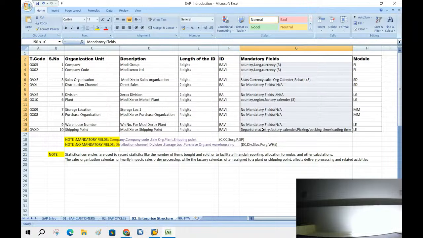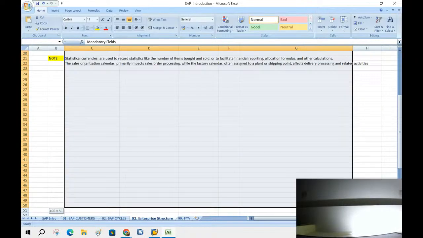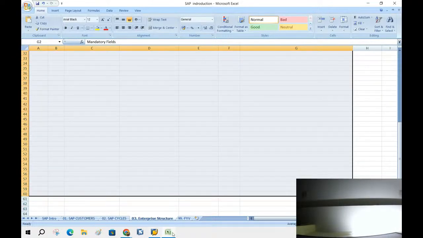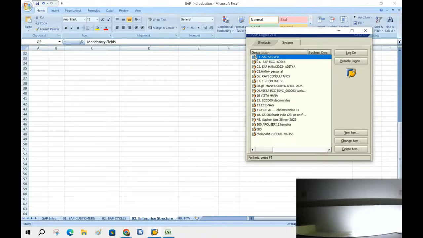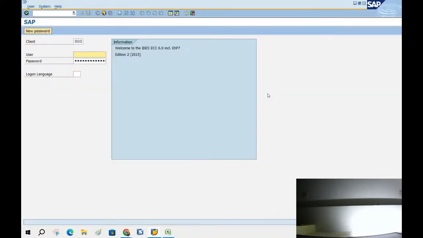I'd like to end my session here. In the next stream, we are going to practice how this enterprise structure is going to be mapped in the SAP server. We will log into the server with the credentials, and then we are going to map this tonight on the server. I just show you for the insight what we are going to see tonight in our live session.